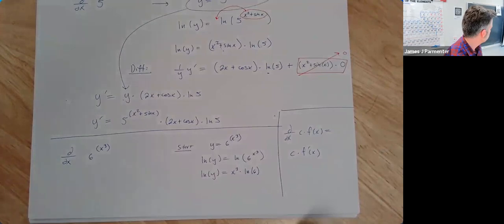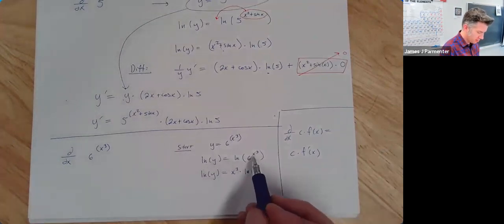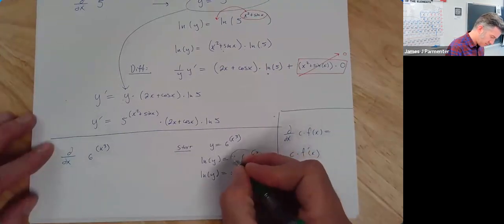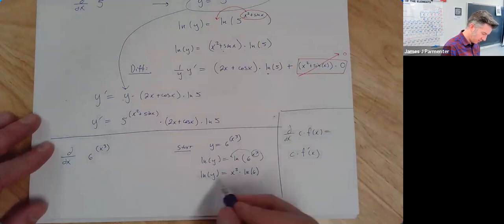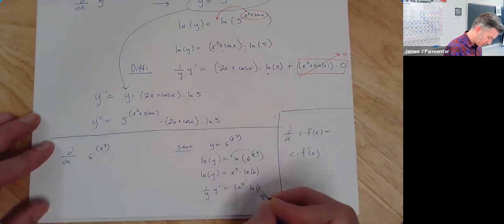Okay, let's take a look. So taking the natural log of both sides, bringing this x cubed down in front. And then we differentiate both sides, derivative of the natural log of y, 1 over y times y prime. The derivative of a function times a constant is the derivative of the function, 3x squared, and the constant multiple just hangs out.